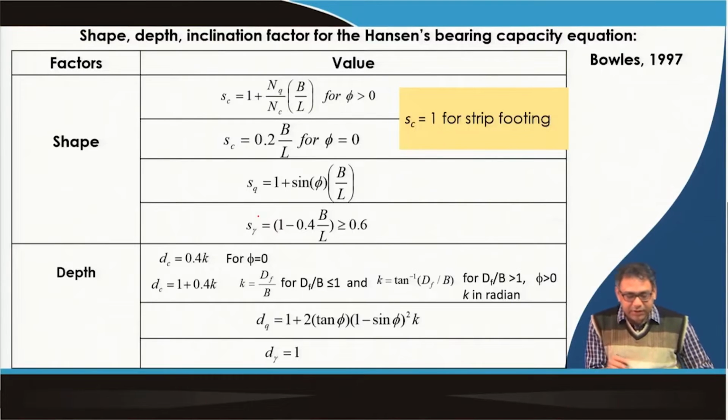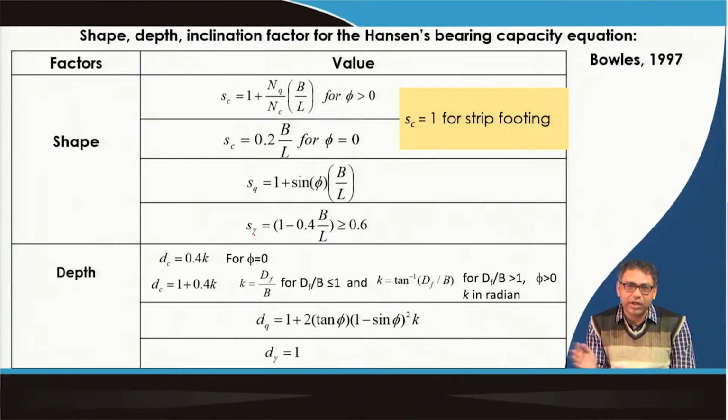So, now here we can determine the shape factor, depth factor and inclination factor as per Hansen's bearing capacity equation. So, the shape factor you can calculate by this equation. Now, SC equals 0.2 B by L for phi equal to 0; for phi greater than 0, we will use this equation. Okay. Similarly, we can calculate SQ and S gamma, and remember that S gamma should always be at least 0.6. So, if S gamma comes out less than 0.6, then we have to use 0.6, remember that.